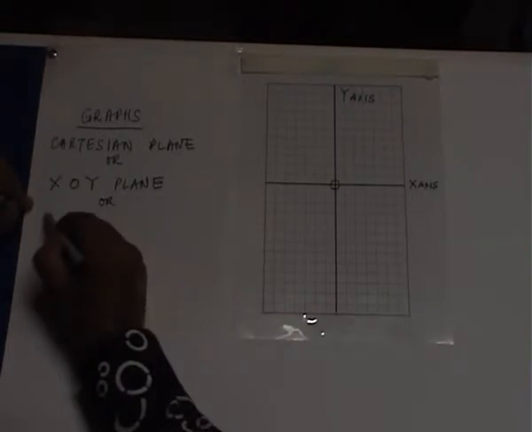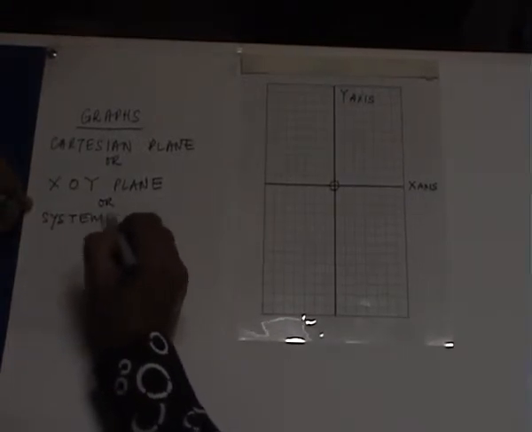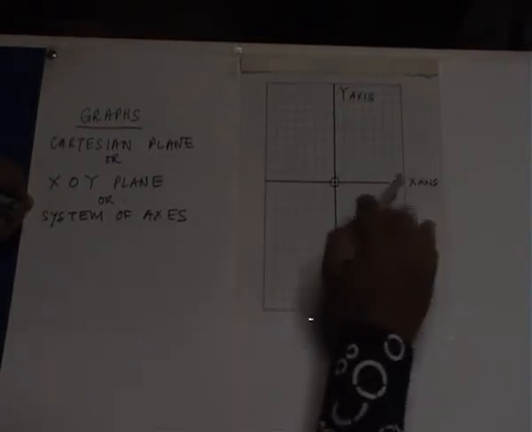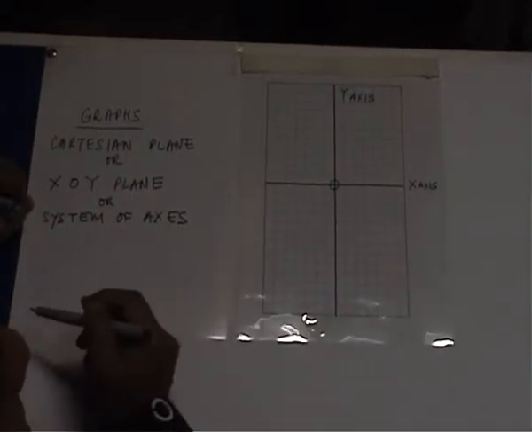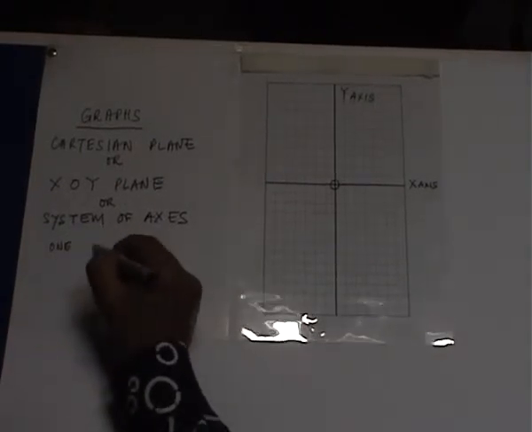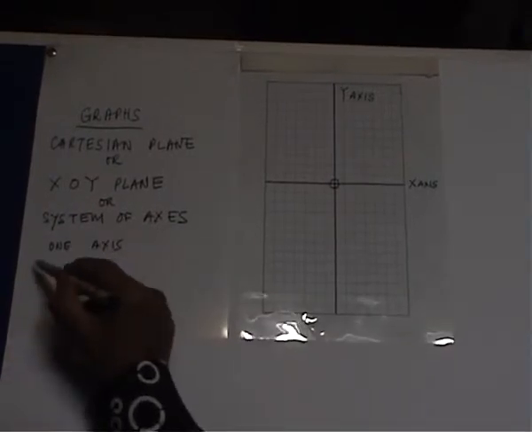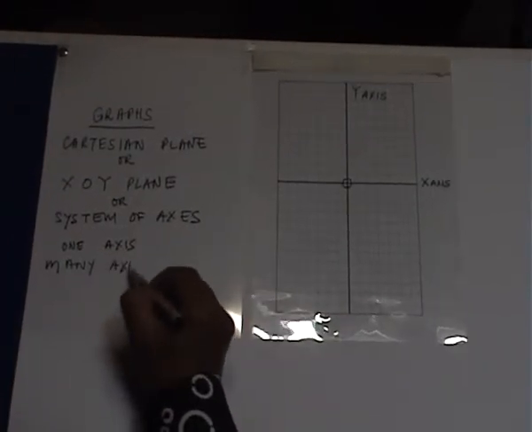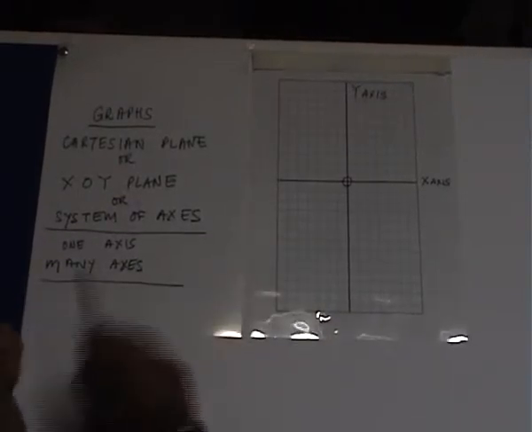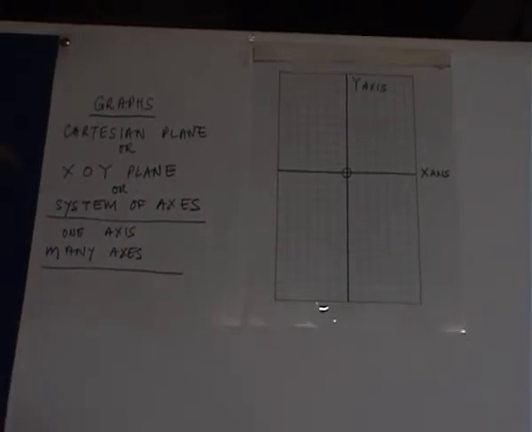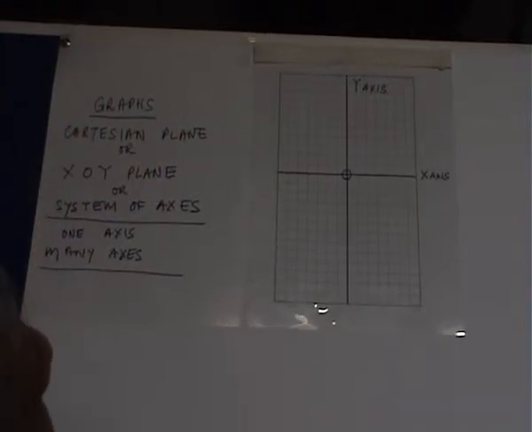Or it is called a system of axes. So there's two axes here. There's a y-axis and there's an x-axis. So this whole page is called a system of axes. A little bit of English here. We talk about one axis and we talk about many axes. All right, just a little bit of English there. So here is our graph paper, or there's our system of axes. Most of the time I'm going to be talking about X or Y plane or system of axes.